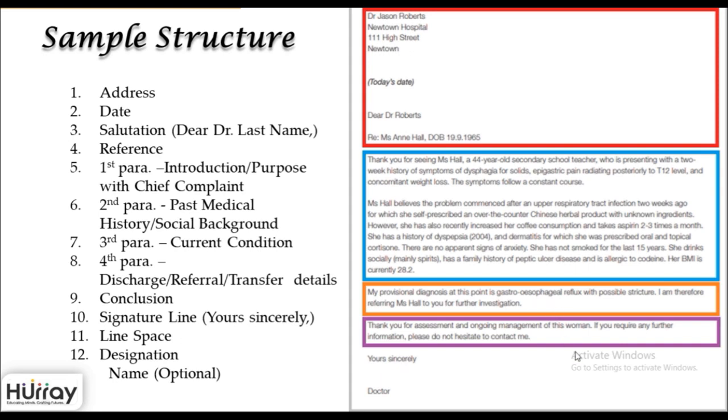Put the conclusion. Put your signature line. Leave a space and put your designation. If your name is given, then do mention your name below the designation. Now let's move on to the next bit.